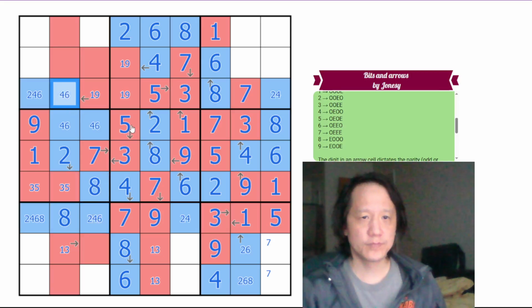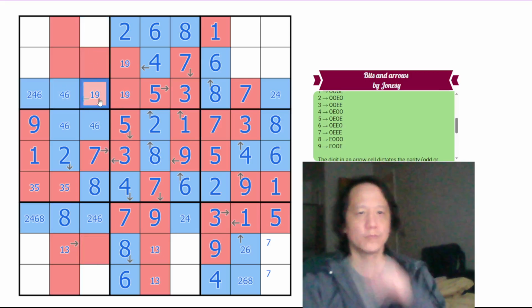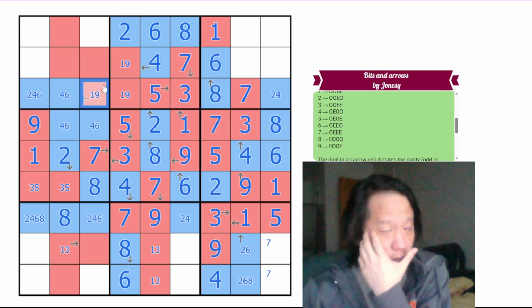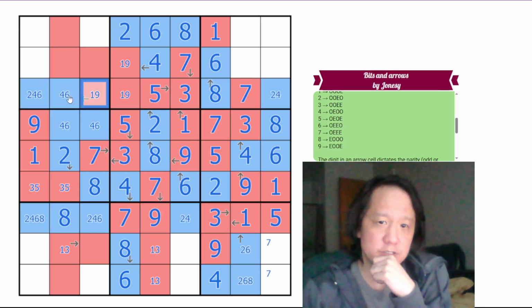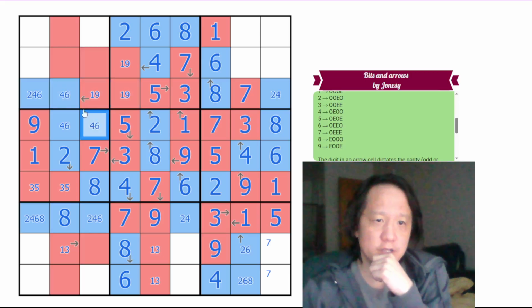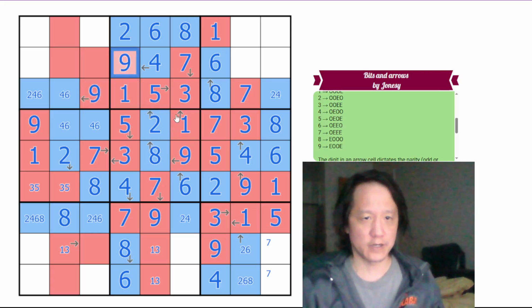Okay. What else do we have? Do we have anything else? 1, 2, 3, 4. This is, we know what this is now. It's even, odd, odd, even. So that's 9. So this is 9, which makes this 1, which makes that 9.